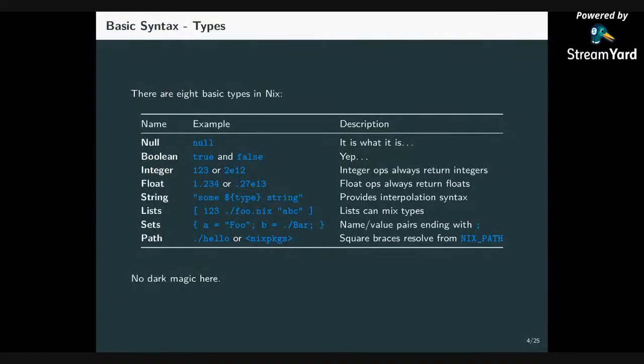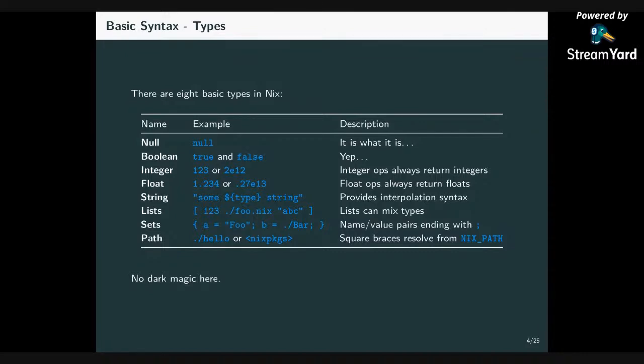So let's start with basic syntax. Of course, we have null, we have some booleans, we have some integers, floats, what have you. You also have strings with interpolation syntax, so you can put strings inside of strings with essentially the curly brace like in JavaScript. You have lists with mixed types, so you can put anything you want in there. You have sets where keys are always strings and the values can be any type.